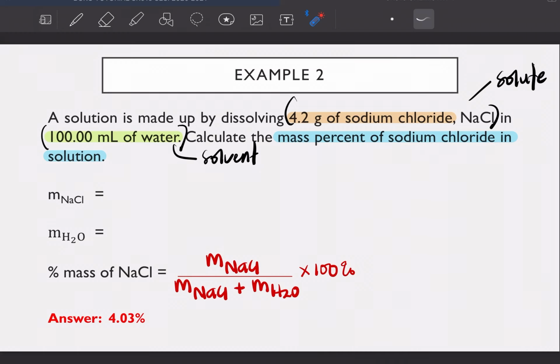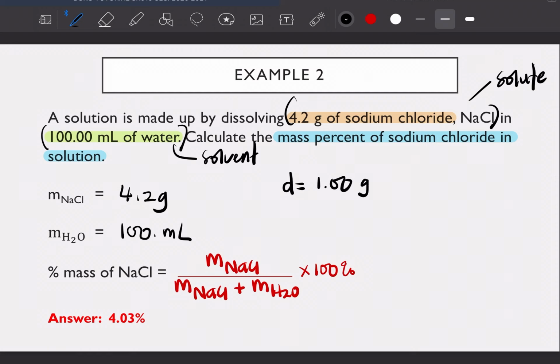Okay, so just insert your values. This will be 4.2 grams. Okay, we already know that from above. This will be 100 mils. So, since the density of water is 1.00 gram per milliliter, we can convert this into grams.